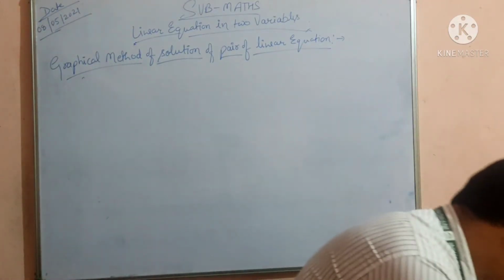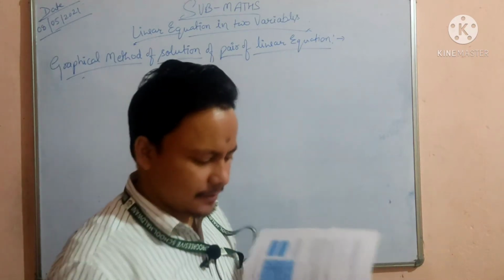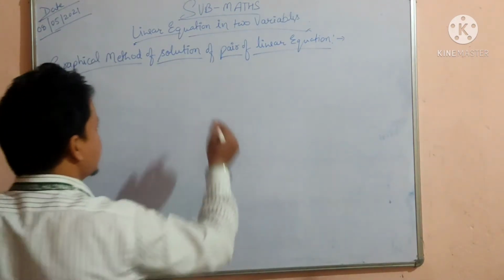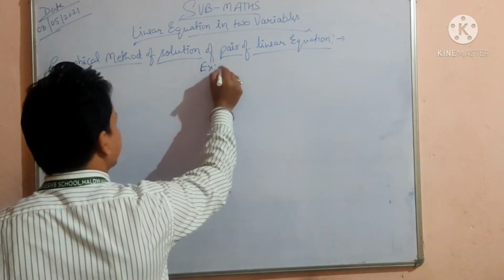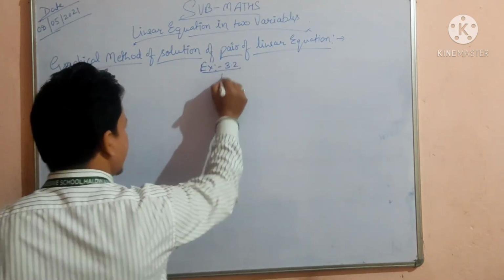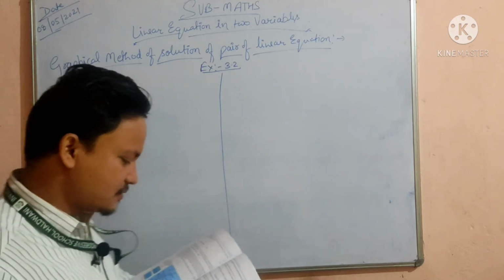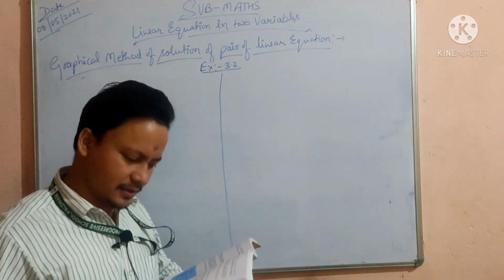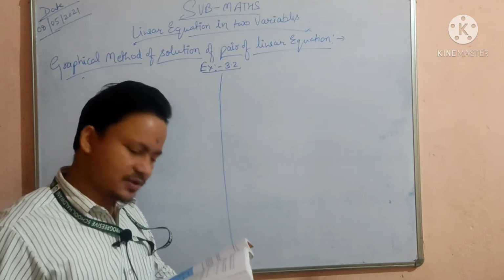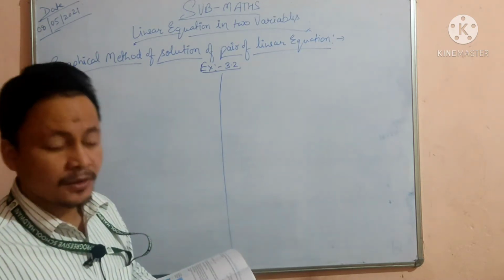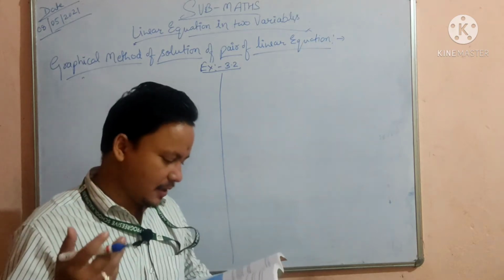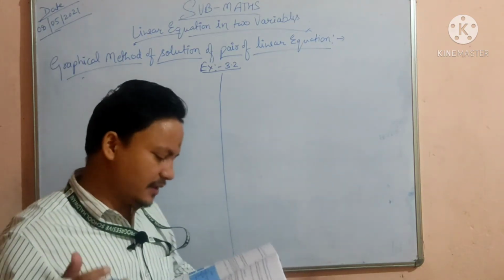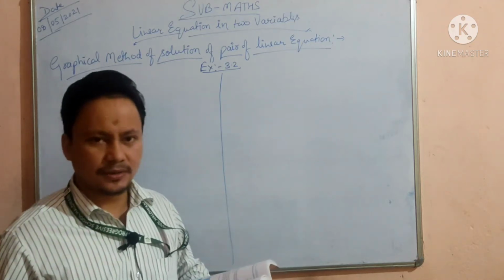Okay, dear student, this was the example. Now I am taking some questions from exercise 3.2. So let's start exercise 3.2 with the very first question. Now, what is the question? Form the pair of linear equations in the following problems and find their solutions graphically. First, we have to form the equations algebraically on the basis of these given informations, word problems, and then we have to find its solution graphically.